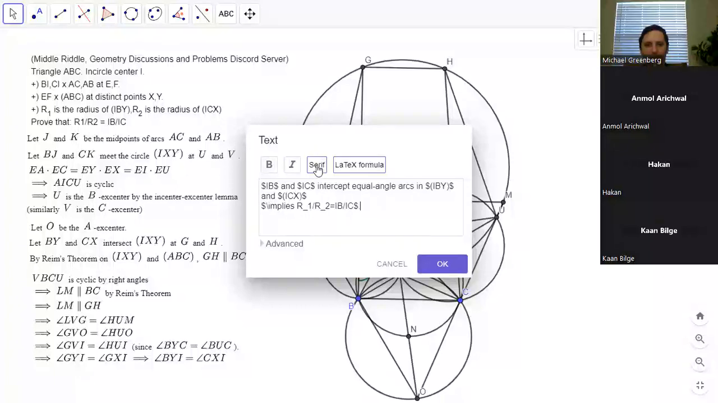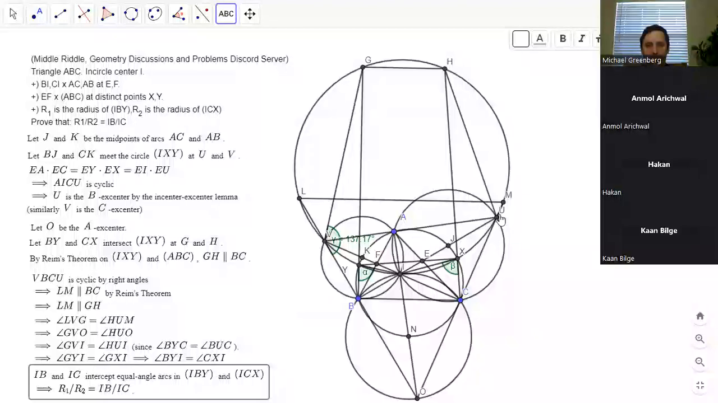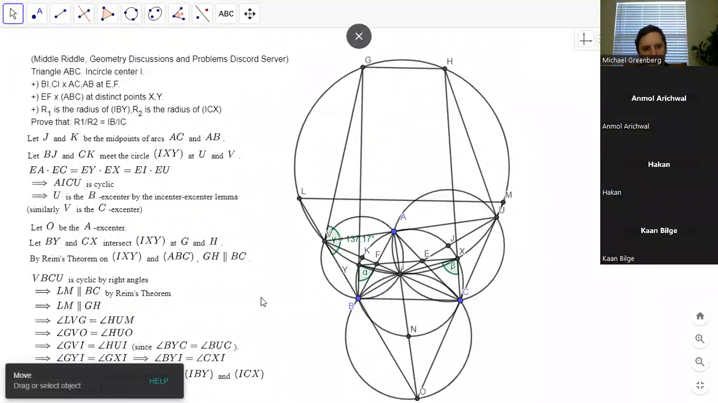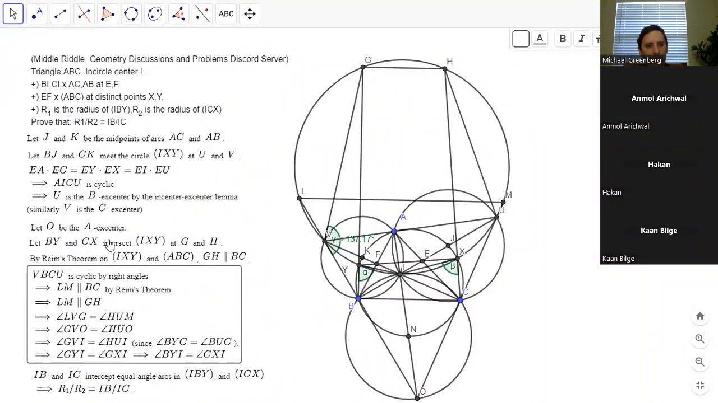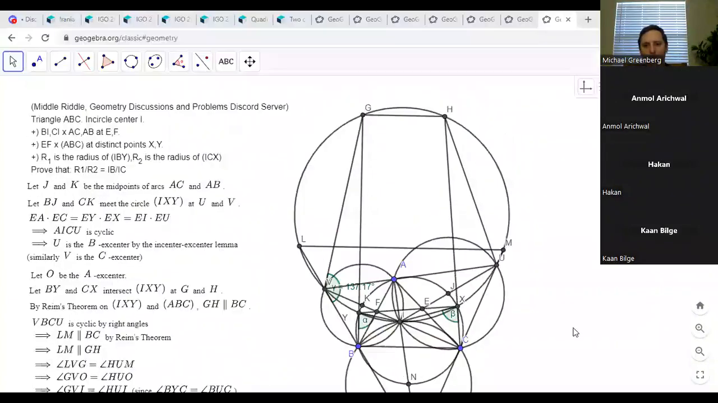So yeah, I spent a long time writing it up, but the idea is, first find that U and V are the excenters. Once you figure that out, it's really Reim's theorem and a lot of angle chasing. Yeah, so it's a nice solution. Yeah, there's probably an easier proof, but still, I like the ideas.